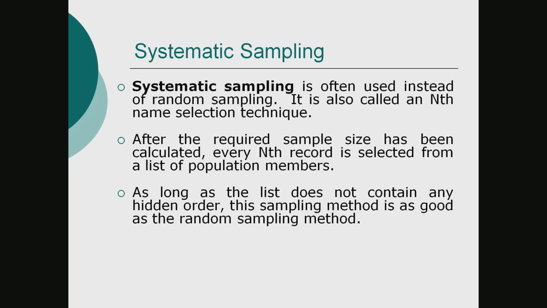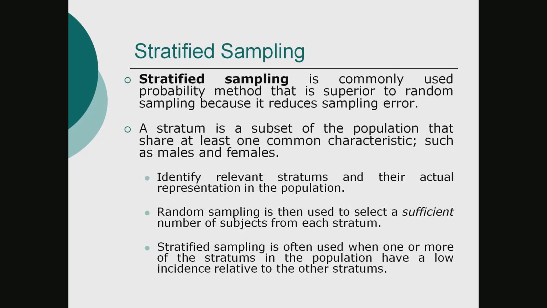Next, systematic sampling. Systematic sampling is often used instead of random sampling. It is also called an nth name selection technique. After the required sample size has been calculated, every nth record is selected from a list of population members. As long as the list does not contain any hidden order, this sampling method is as good as the random sampling method. In this method, the population is first divided into a list of sequences and then every nth member is selected for the sample. For example, if every 10th person is selected from a list of 100 people, the sample would include 10 people. So this is all about systematic sampling.